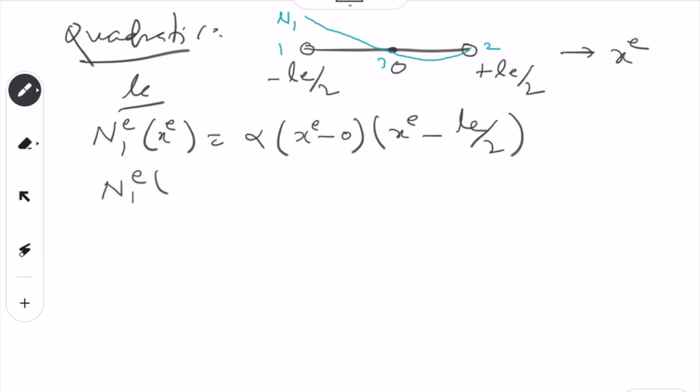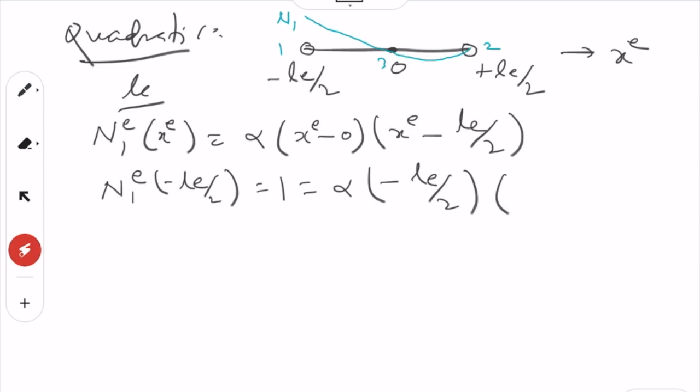So this tells you N1e at minus Le over 2 is equal to 1, is equal to alpha, and we put those values here. So minus Le over 2, we get minus Le over 2. Okay, fine. And then here xe minus Le over 2, minus Le over 2, so it becomes minus Le basically, and this will give you alpha equal to 2 over Le square.